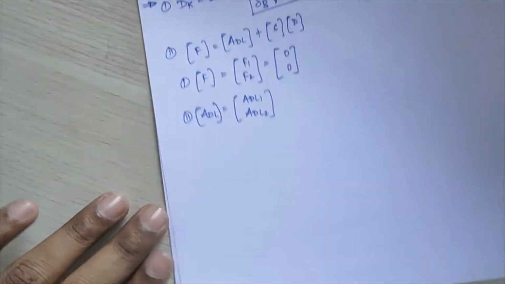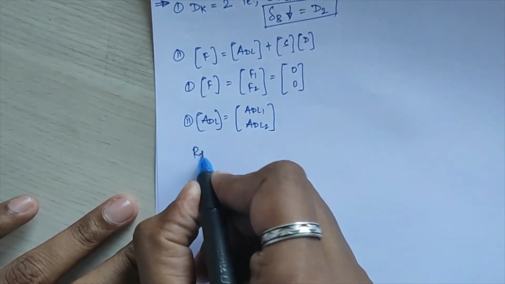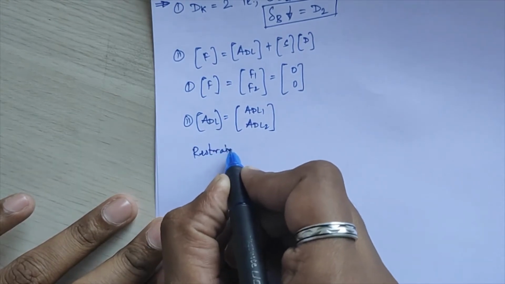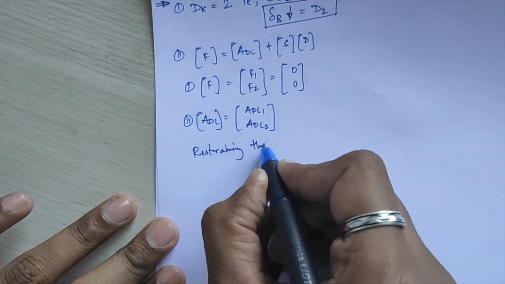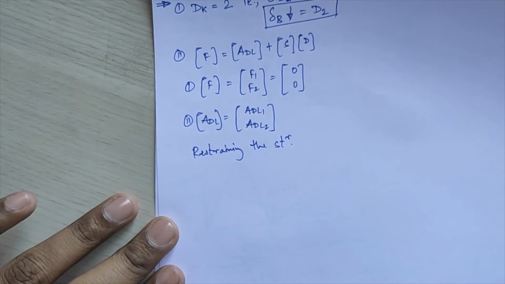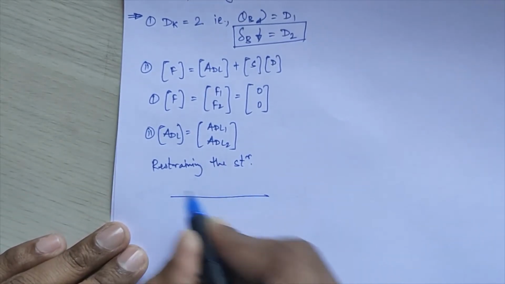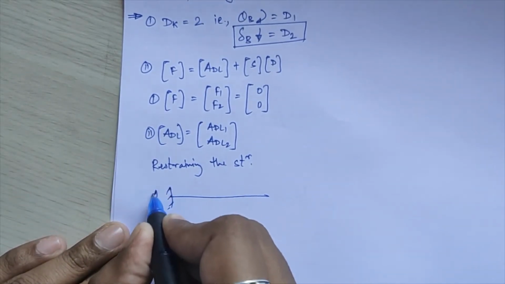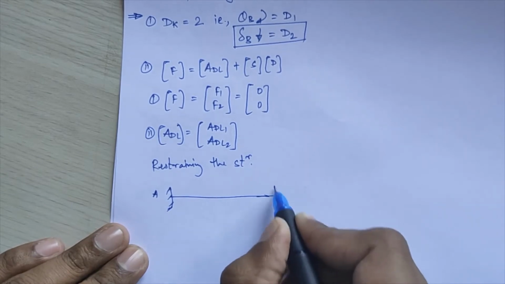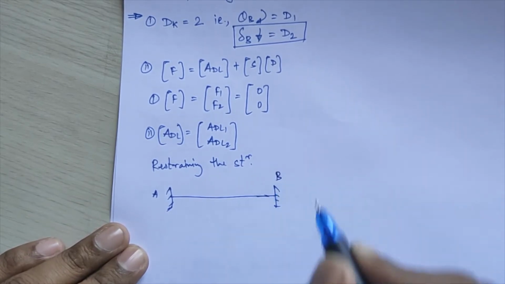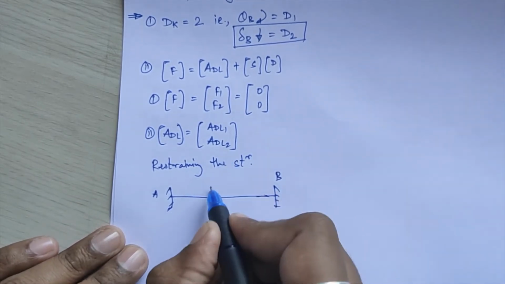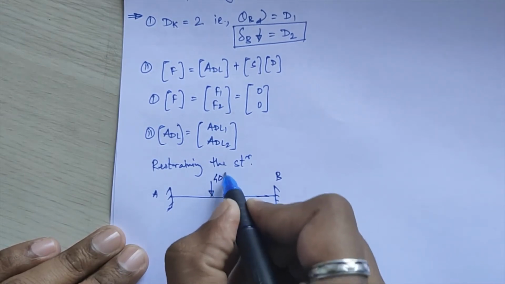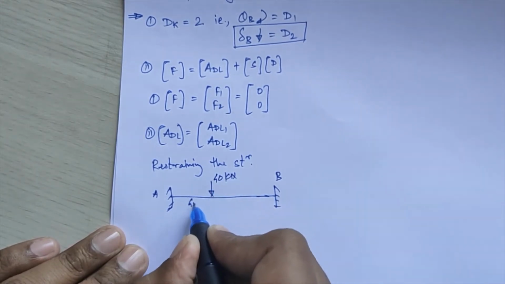So one by one we will see. So first what I'll do, restraining the structure. Okay, so for that I'm having this AB member, and in that I'm restraining both joints A and B with given loading as it is, that is 40 kilonewton at 4 meter and 6 meter apart.